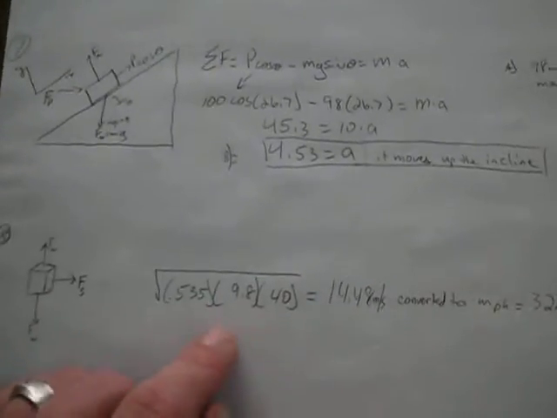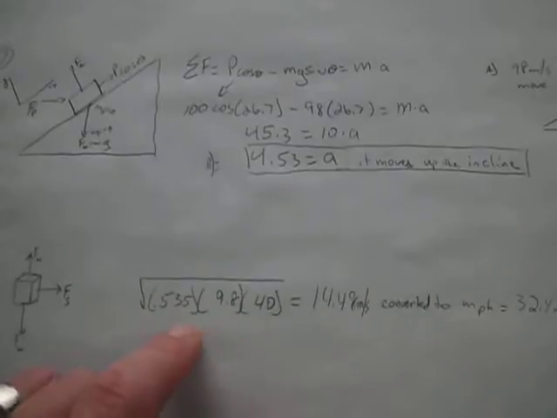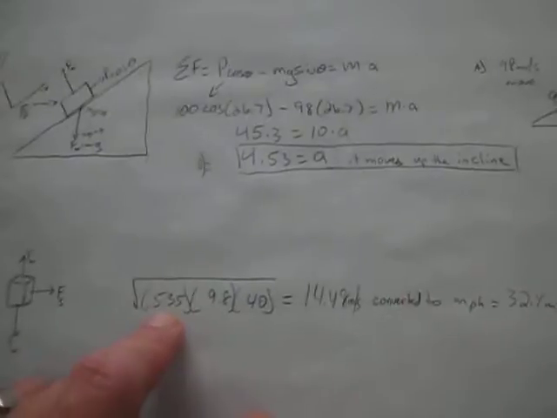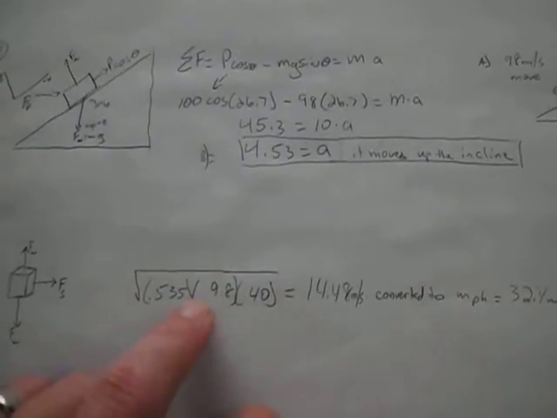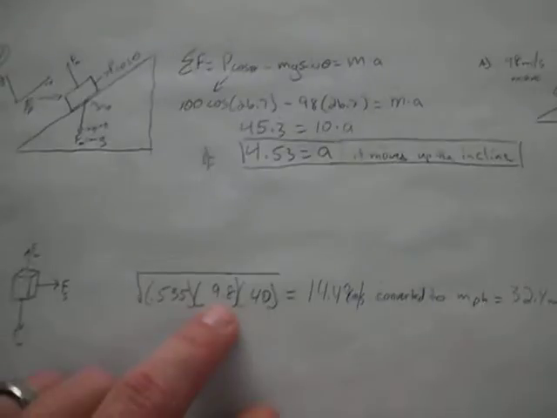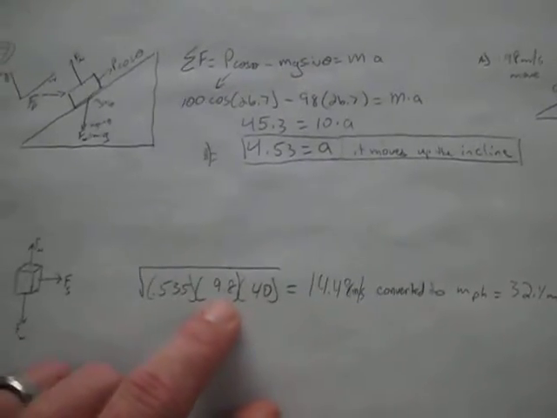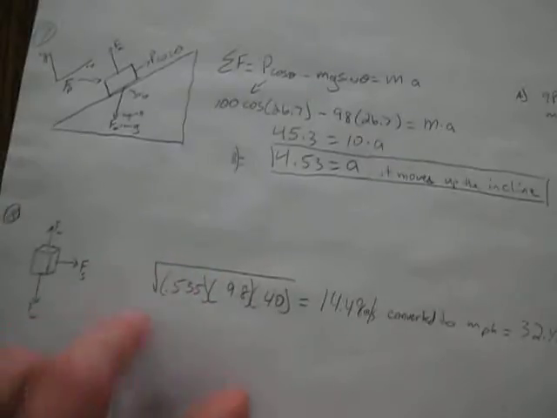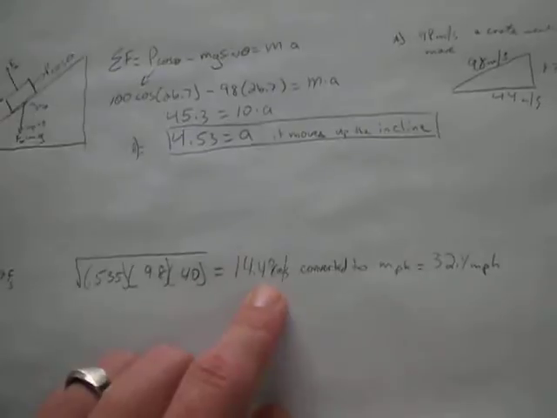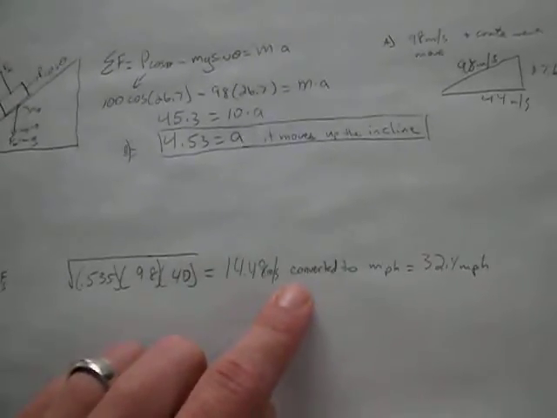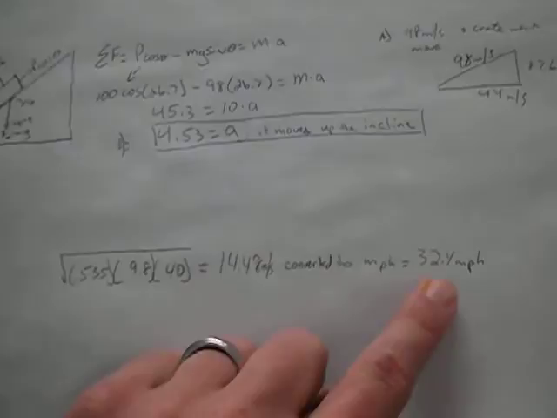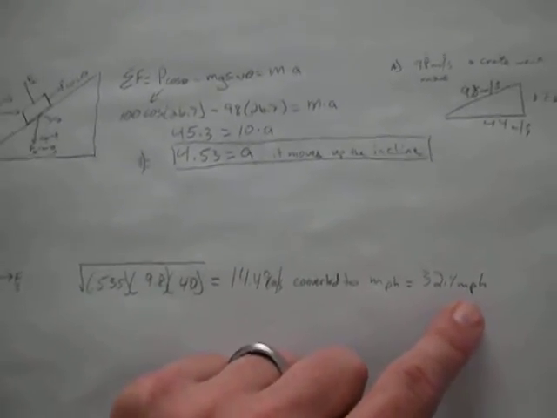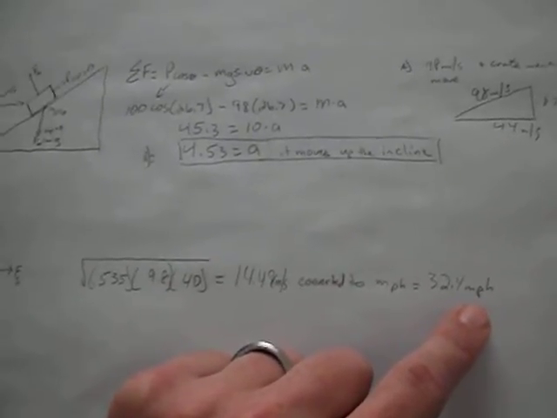So just basically following the example from the book, I took the coefficient of static friction, which is 0.535, times the gravitational force, which is 9.8 meters per second squared, and times the radius of the roundabout, put that all under a square root, comes out to 14.48 meters per second. Converted to miles per hour, I got 32.4 miles per hour is the maximum speed that the car could go around the roundabout without skidding.